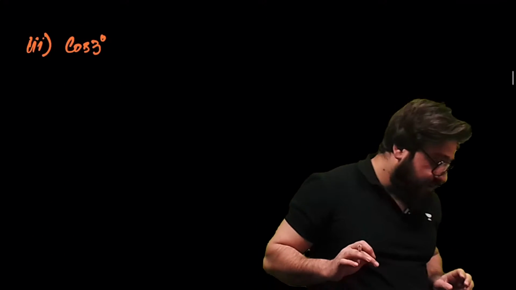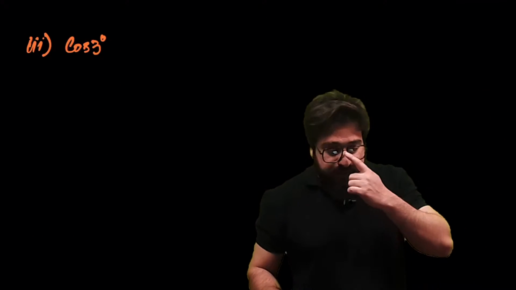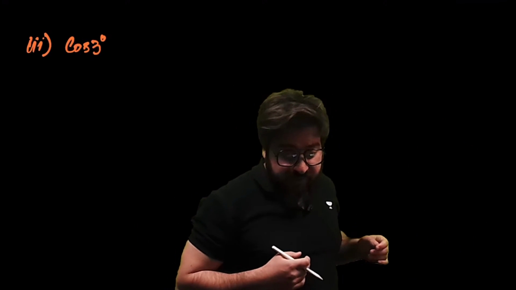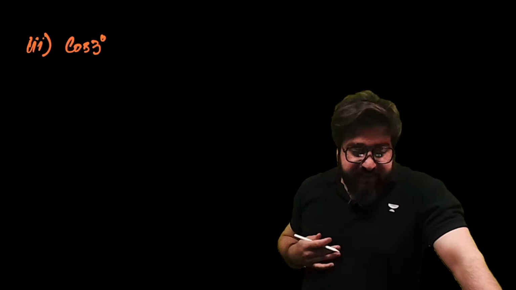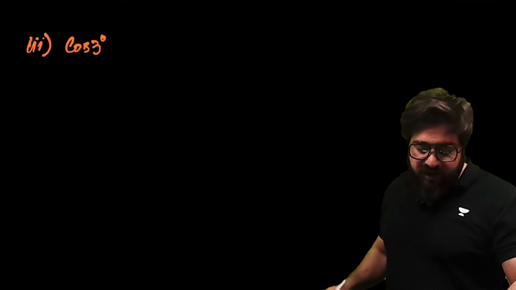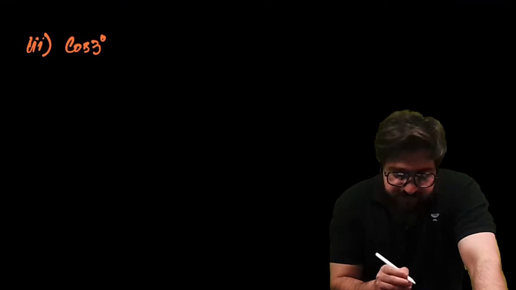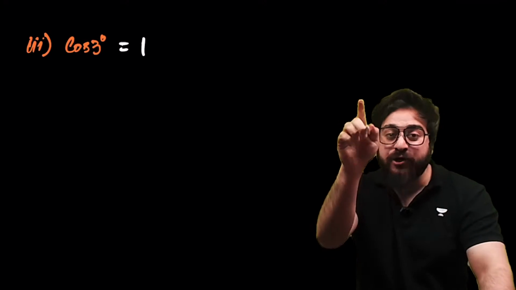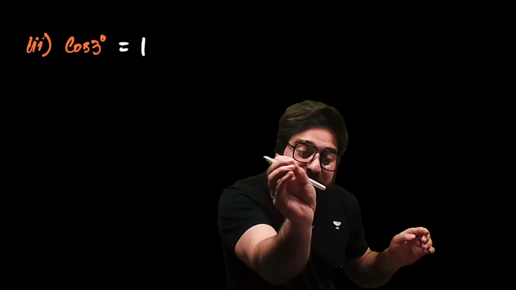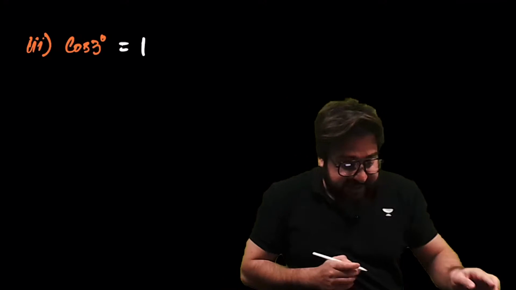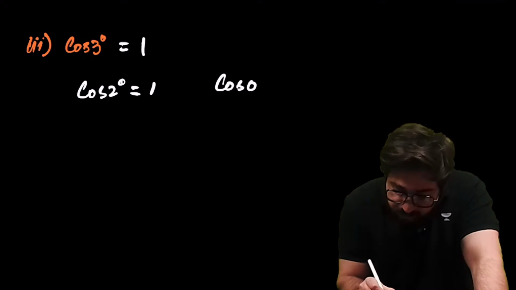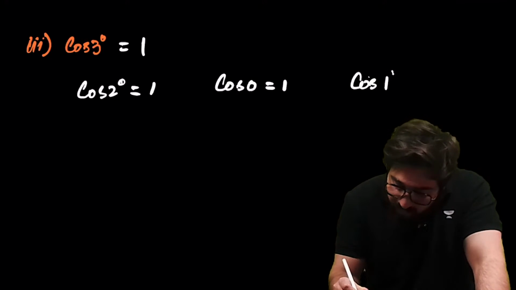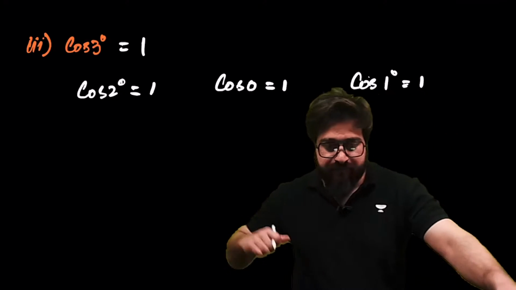Okay. Next we have cos of 3 degrees. Can you tell me what is the value of cos of 3 degrees in the chats? When it comes to the cos of 3 degrees, it is equal to 1. Because I told you, for a small angle, cos of theta is equal to 1 and sine theta is equal to theta. Cos of 2 degrees is equal to 1, cos of 0 degrees is also 1, cos of 1 degree is also 1. Yes, great.